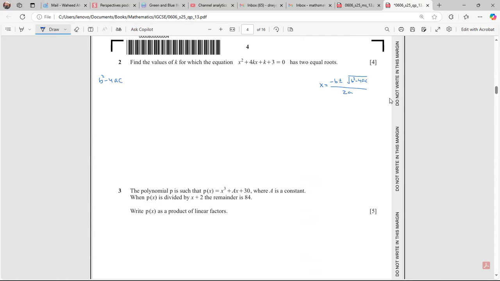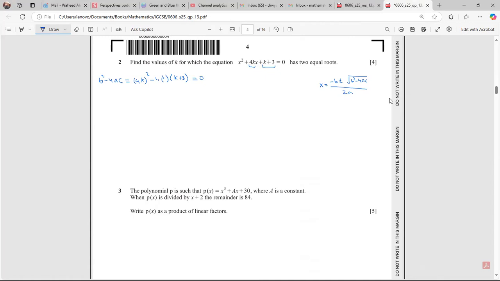Okay, both roots are equal. So b square minus 4ac is equal to, you see my b is 4k, so this is 4k square, and minus 4 into a is 1, and c is this one. This is the constant term c. So I will put k plus 3, and this should be equal to 0.